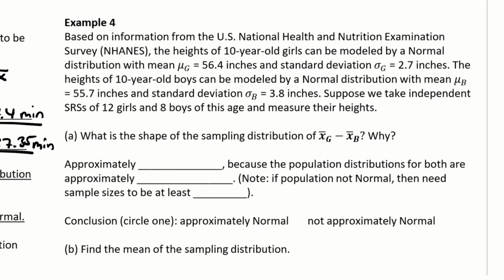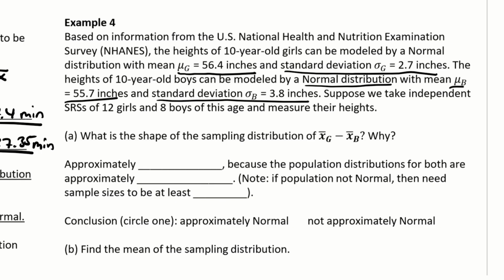All right. So example 4, based on the information from the U.S. National Health and Nutrition Examination Survey, the heights of 10-year-old girls can be modeled by a normal distribution with a mean of 56.4 inches and a standard deviation of 2.7 inches. The heights of 10-year-old boys can be modeled by a normal distribution with a mean of mu b equals 55.7 and a standard deviation of that.